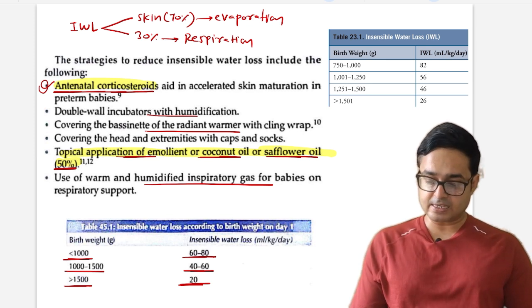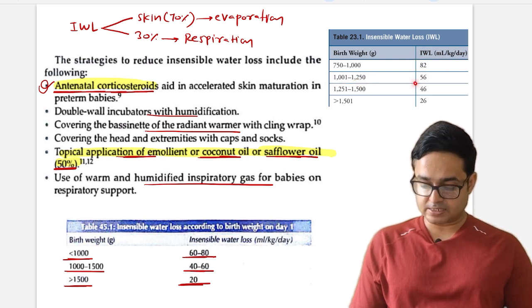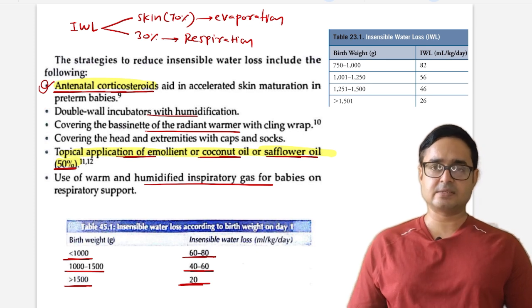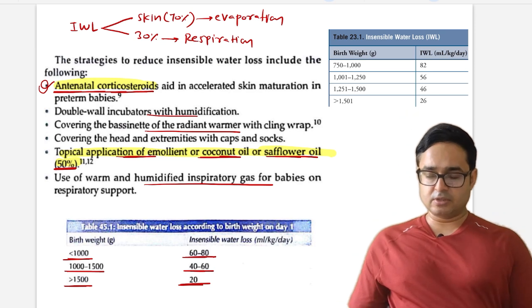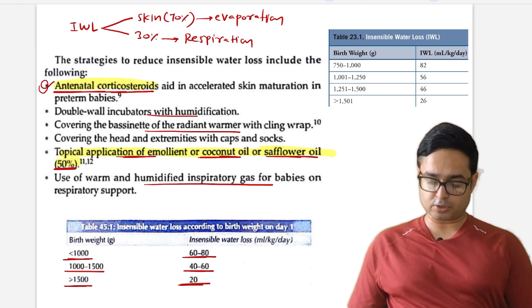What Cloherty says: if the weight is 750 to 1000 gram, IWL is 82 ml per kg per day. Similarly, 1 kg to 1.2 kg it is 56, 1.2 to 1.5 kg it is 46, and more than 1.5 kg it is 26. Okay, if you want to remember rough figures, these should be sufficient, and if you want to remember exact figures, these will be sufficient. You have to remember all this because this is important.